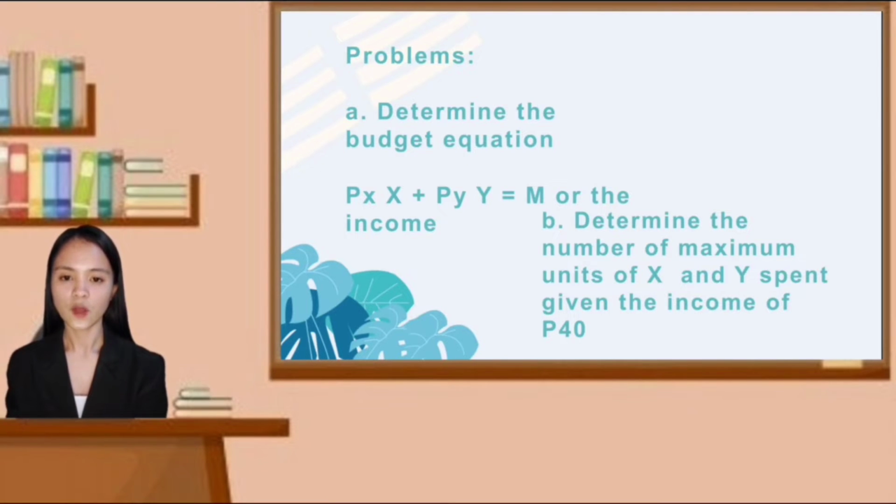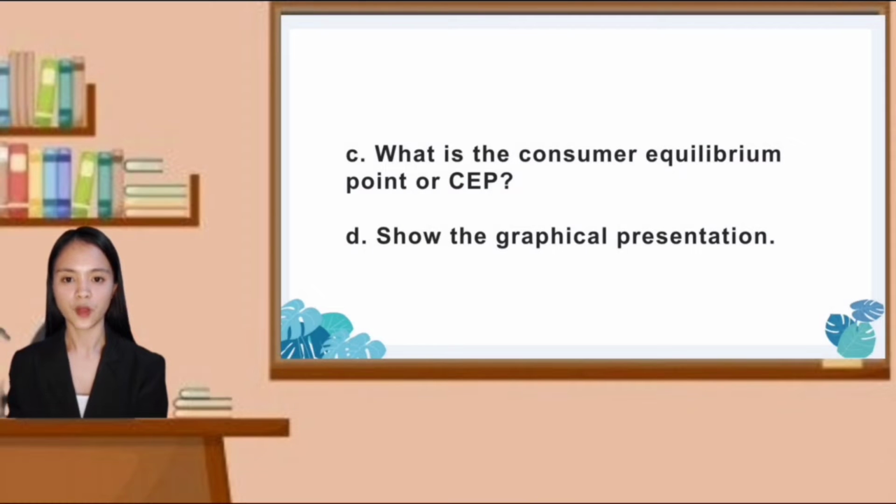Next is C. So what will be the consumer equilibrium point? There are 5 sub-processes in computing CEP. These are: first, express the budget equation in terms of X or in terms of Y. Second, form the utility function. Third, get the derivative of utility function. Fourth, equate to 0 to determine X or Y. And last is to substitute the value obtained from fourth and second part.